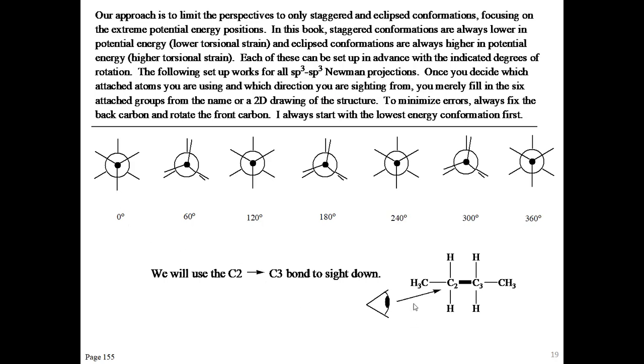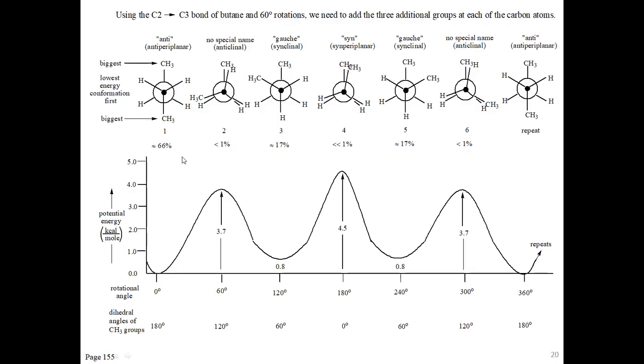So I give myself a line of sight. This is what I do for myself. I put a bold bond in between the two that I'm looking at. I put a little arrow pointing in the direction I'm going, and I put an eyeball here to mean I want my mind to actually view this particular perspective. Okay. So we have to fill in the details.